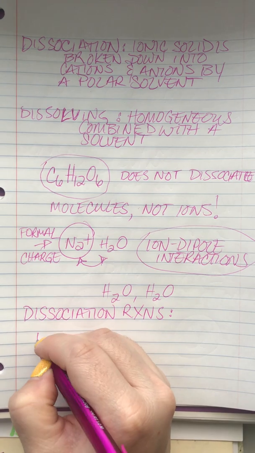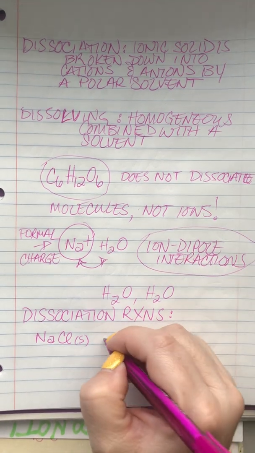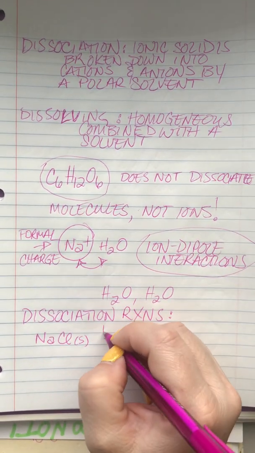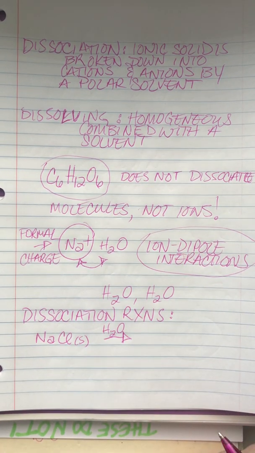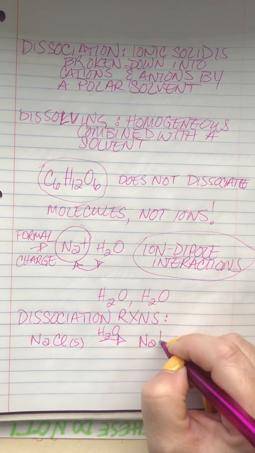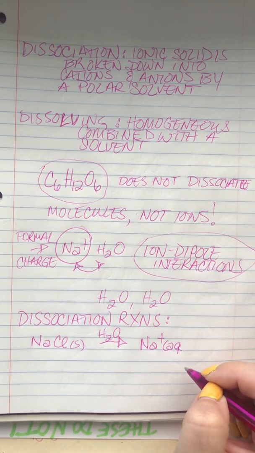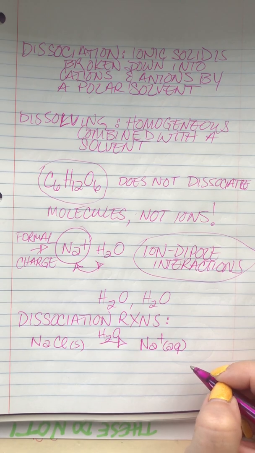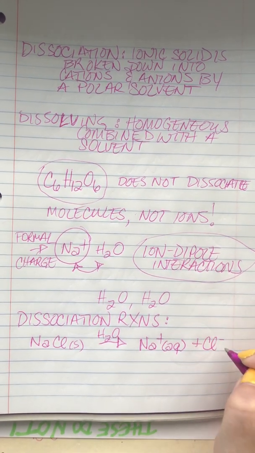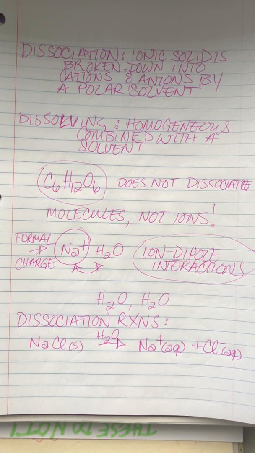If you have an ionic solid, right, like sodium chloride, a reaction arrow, sometimes they'll write water above that reaction arrow, and then on the other side of the reaction arrow, what we get are sodium ions in the aqueous phase. That's an AQ, not cute, but there you go, right? And a chloride ion, also in the aqueous phase. Everybody okay with me? Questions?